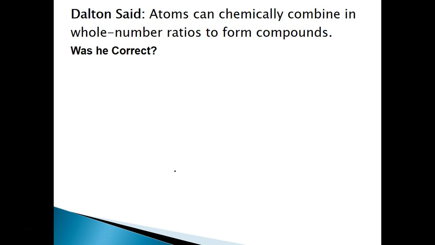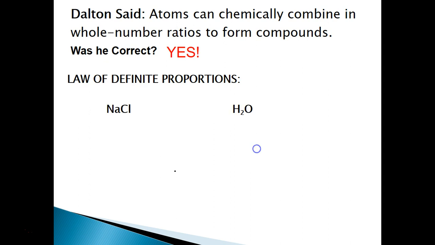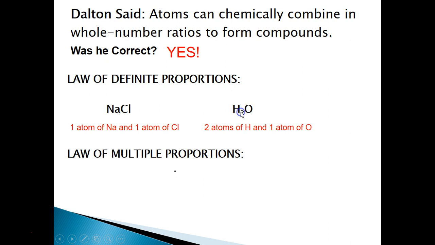So one thing Dalton said was that atoms can chemically combine in whole number ratios to form compounds. Now, was he correct when he said this? Absolutely. Now, this is called the law of definite proportions. Now, all it says is that atoms will combine in compounds in whole number ratios. In other words, you cannot have half of an atom. So sodium chloride consists of one atom of sodium and one atom of chlorine, and water consists of two atoms of hydrogen and one atom of oxygen. So in sodium chloride, the ratio is 1 to 1. And in water, the ratio is 2 to 1. Two hydrogens, excuse me, for every one oxygen.